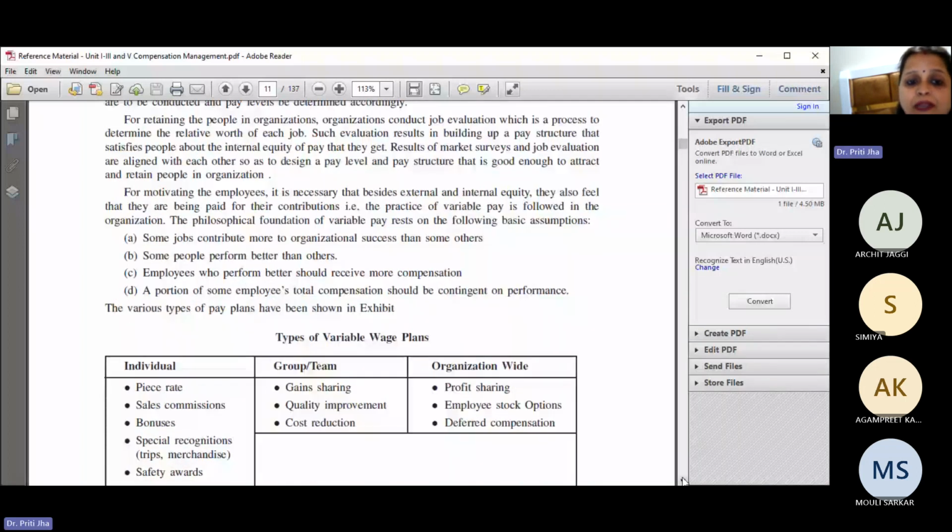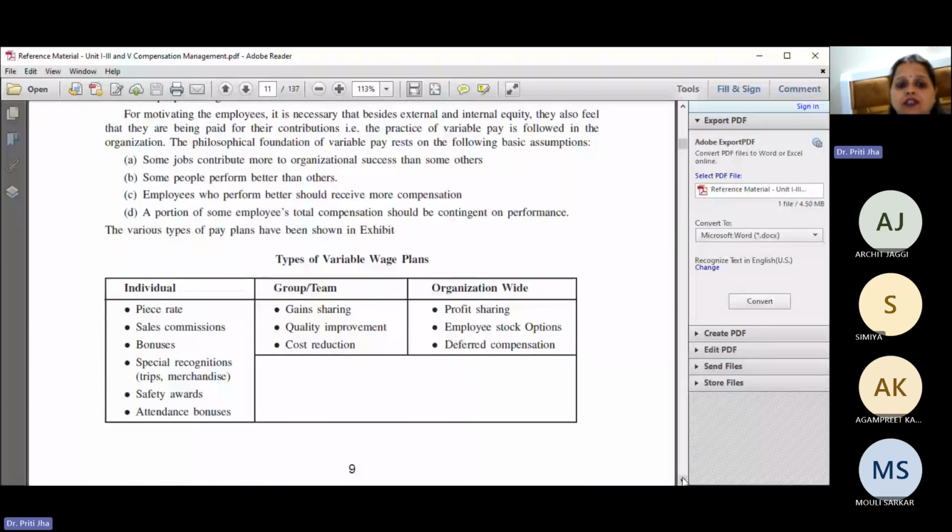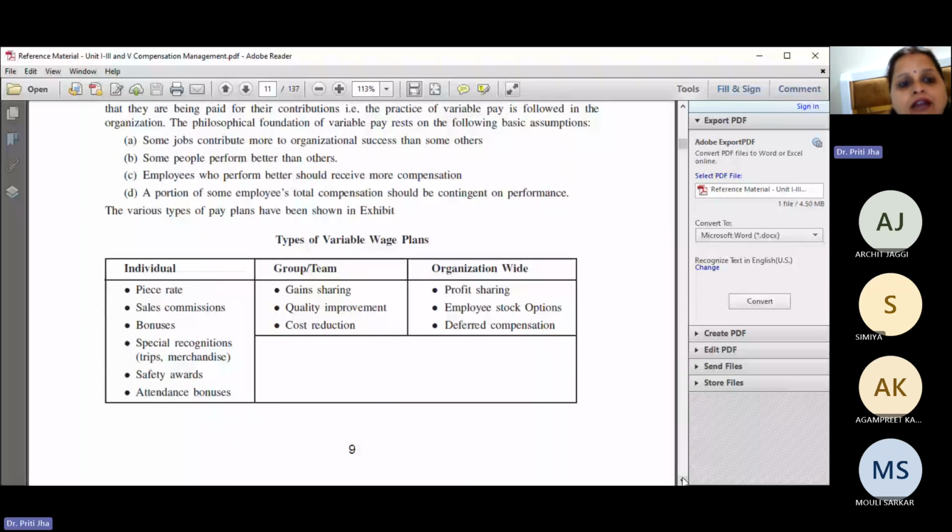The various types of pay plans have been shown in this table. These are individual, group, and organization wide. In individual, we have piece rate, sales commission, bonus, special recognitions, safety awards, and attendance bonuses. In group or team, we have wage plans like gain sharing, quality improvement, and cost reduction. And in organization wide, we have profit sharing, employee stock options, and deferred compensation.